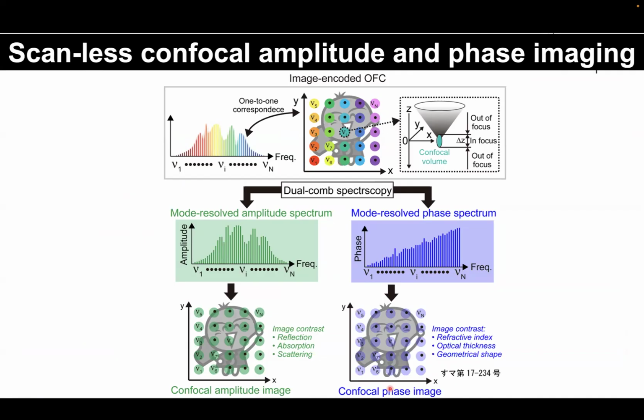The image-encoded OFC has a one-to-one correspondence with image pixels, and every focal spot has a confocal volume like here, due to the combination of 2D spatial dispersion and confocal optics. DCS of the image-encoded OFC gives a mode-resolved spectrum of amplitude and phase, which are used for the reconstruction of the confocal amplitude and phase image based on the one-to-one correspondence between the OFC mode and the image pixel.